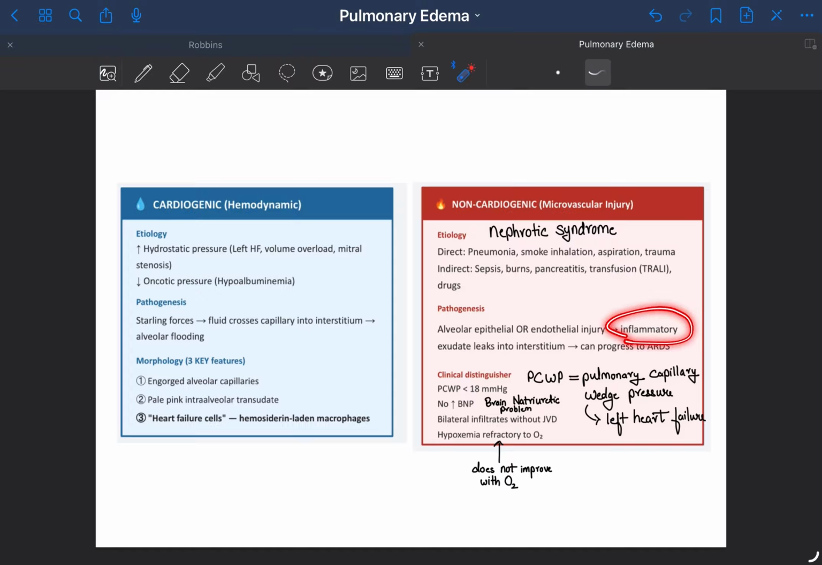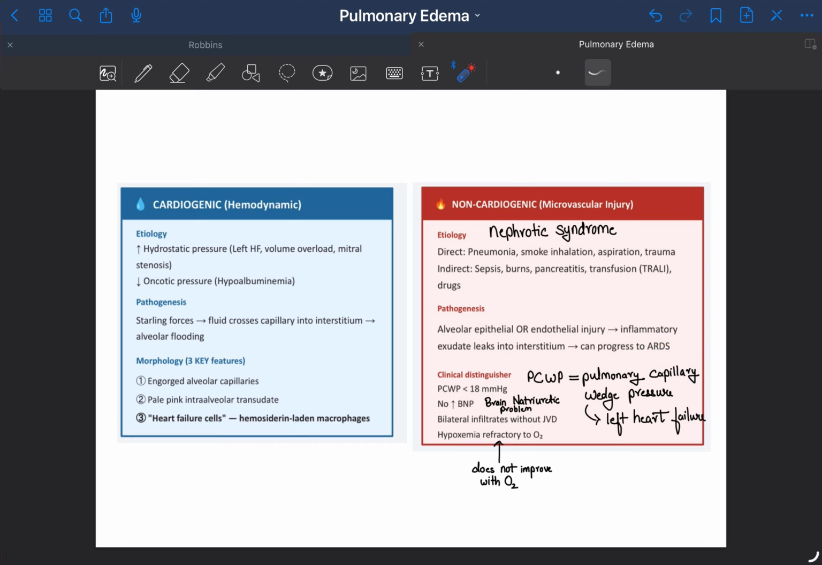Now, non-cardiogenic. As I already mentioned the causes, let's focus on pathogenesis. Because of inflammation, there is alveolar epithelial or endothelial injury. Now, there is exudate. Basically, the fluid has high protein, which leaks into the interstitium. Now, this can progress to ARDS, a very important example to remember.